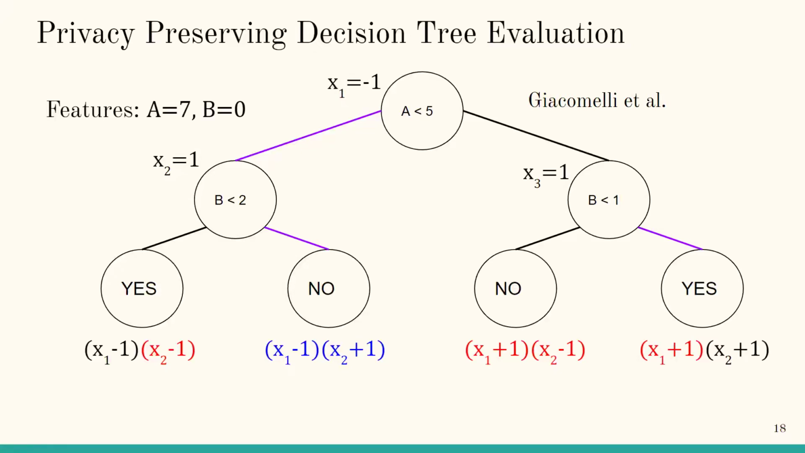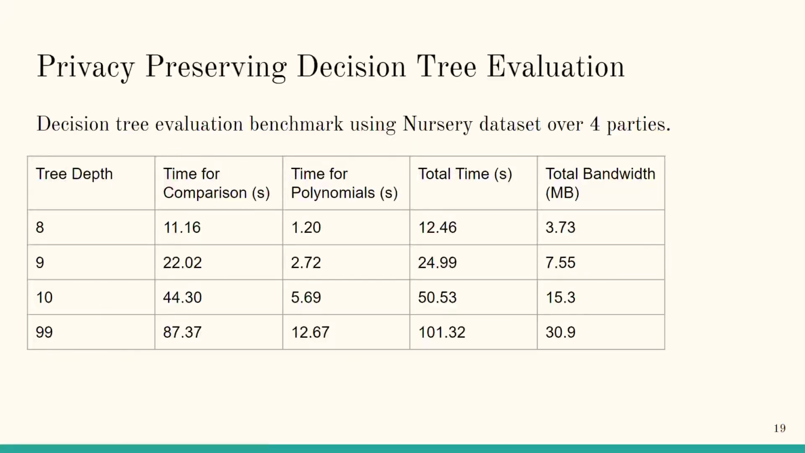Once we have this way of reducing a decision tree evaluation to comparison and polynomial evaluation, we can use our protocol to perform the polynomial evaluation securely, as well as use a secure comparison protocol to do the non-leaf node comparisons securely. We implemented this onto the HoneyBadger MPC framework and ran it for the nursery dataset and obtained some benchmarking numbers. What we discovered is that the time for polynomial evaluation is extremely fast and typically only takes up around 10% of the total time.